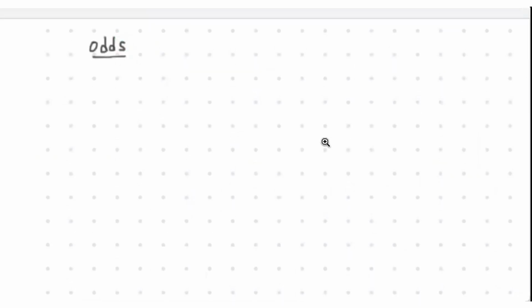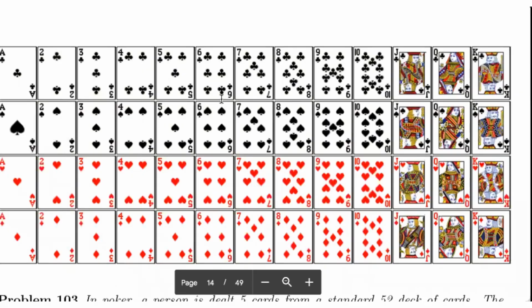Do odds. I want to go one more with this: pick a card from a deck of cards. I want to pick a card that is a queen. Suppose you have a deck of cards. So here is a 52 card deck. What is the probability of selecting a queen?